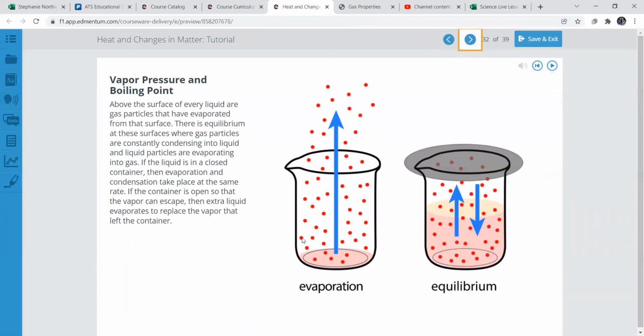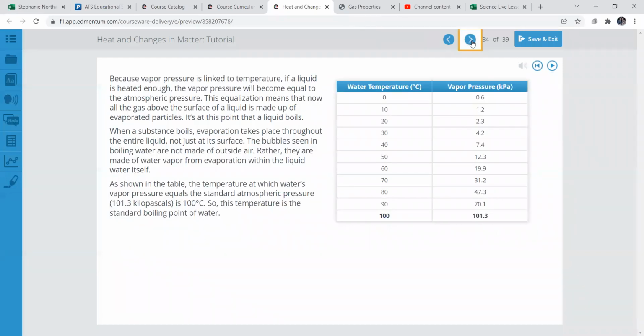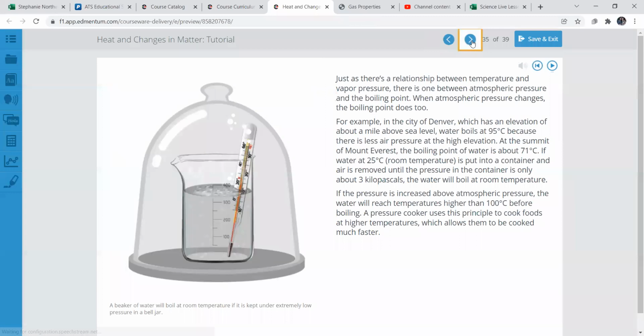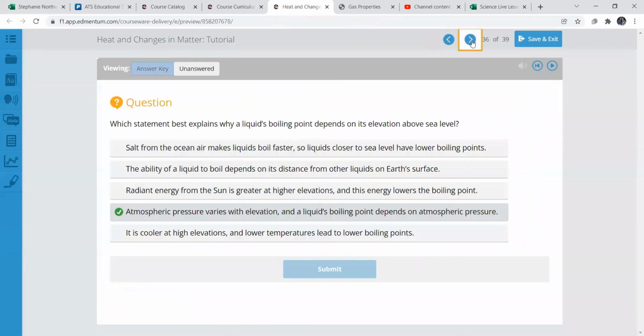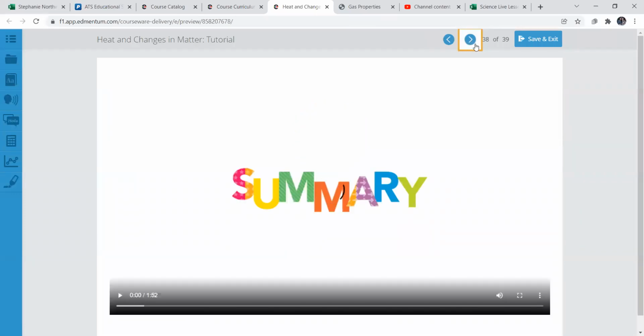Evaporation versus equilibrium, what is happening again? Okay. And hopefully that just clears it up a little bit for you and kind of gives you a better understanding.